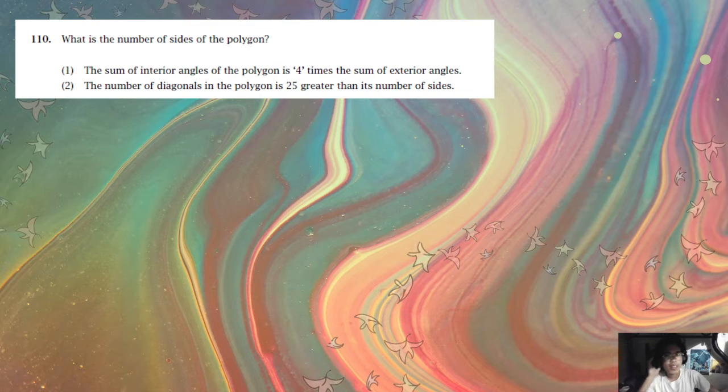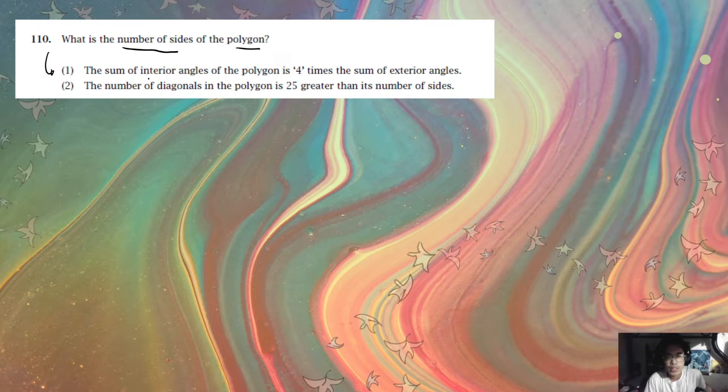Let's try to continue answering one of the problems on our lesson, the third lesson for the first quarter on Polygons. For the third one, what is the number of sides of the polygon? Now, for this problem, we still don't know what the polygon is. We're trying to determine it based on the given information that we have.